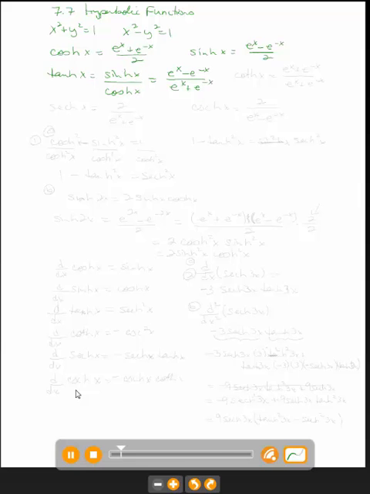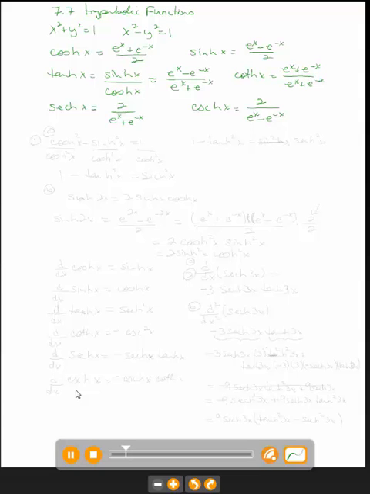Hyperbolic cotangent is the cosine over the sine, so the hyperbolic cotangent is going to be the reciprocal of the hyperbolic tangent. And the hyperbolic secant, which is 1 over the hyperbolic cosine, so I flip that one over. And then we have what left, the cosecant. Hyperbolic cosecant is 1 over this hyperbolic sine, so that's going to be 2 over e to the x minus e to the negative x. And we have a lot of identities that come along with this.